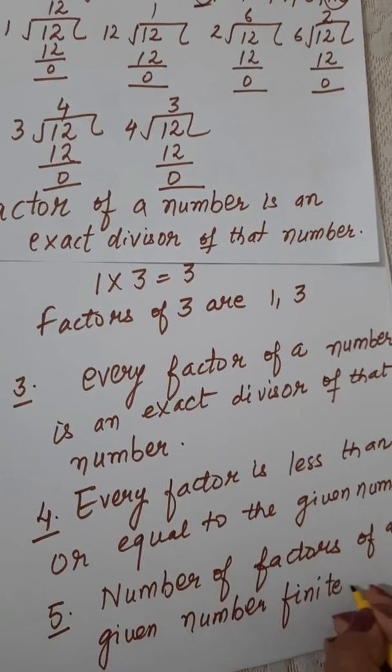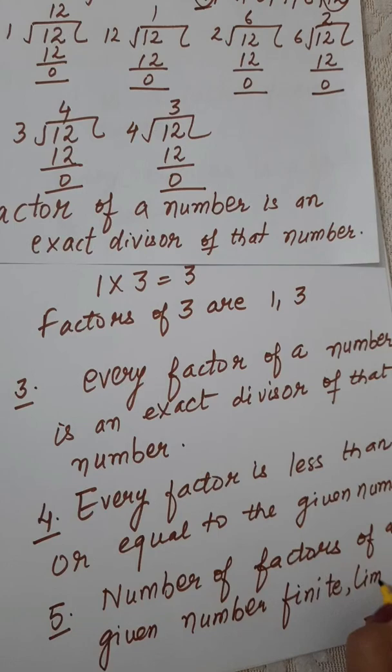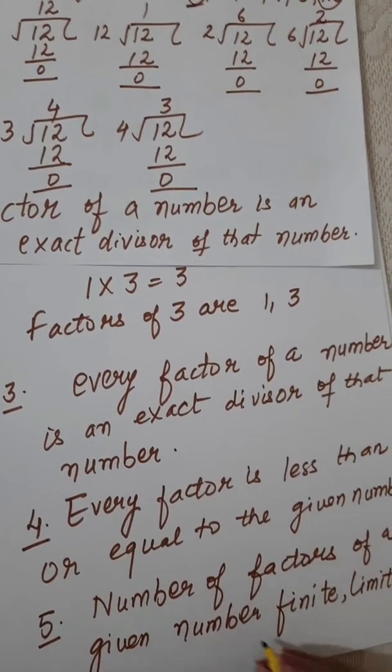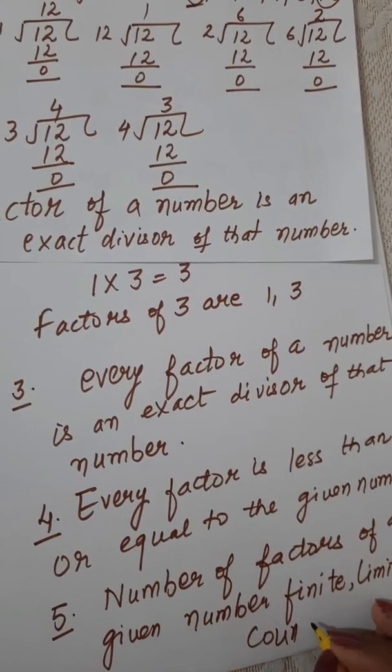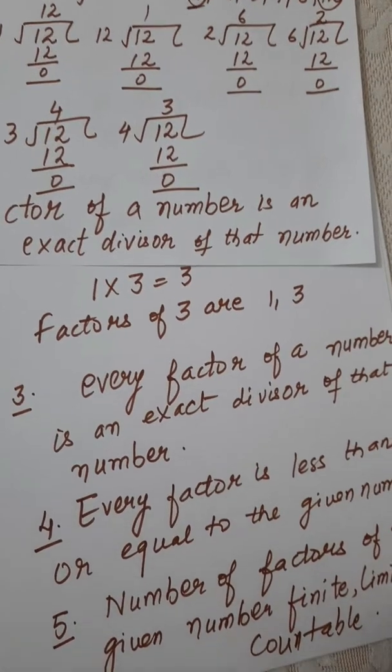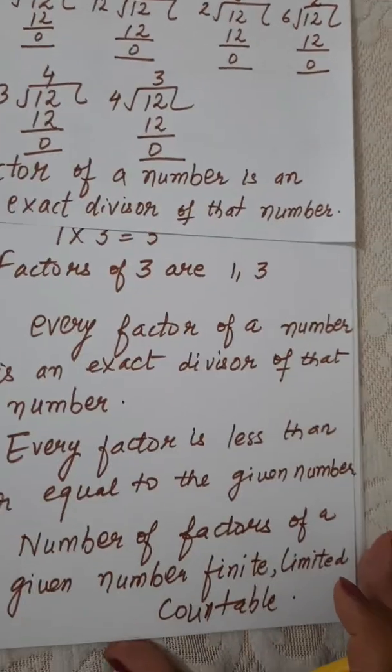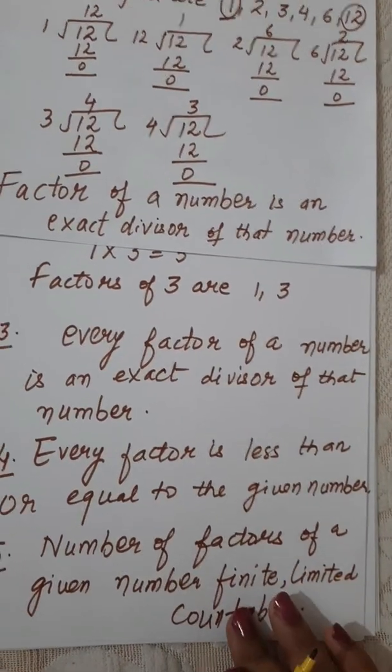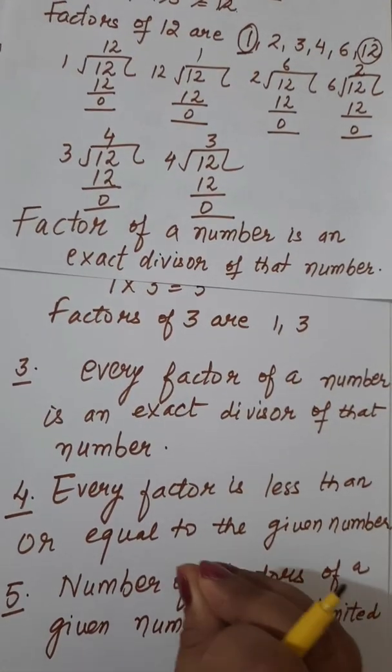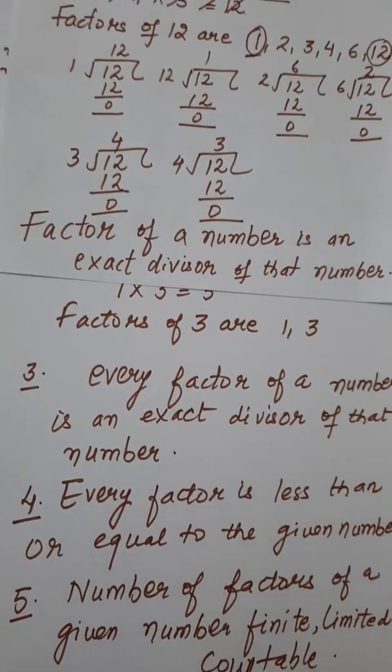finite. We can use the word finite, we can use the word limited, we can use the word countable. Whenever we find the number of factors, these factors are finite, limited, countable. We can count the number of factors of a given number.